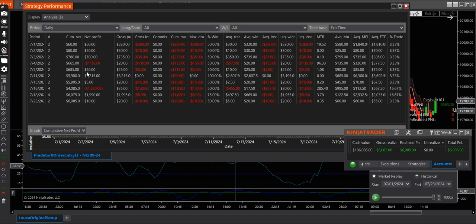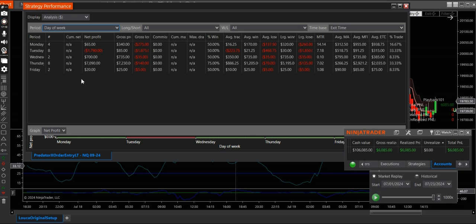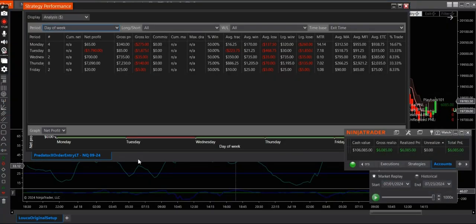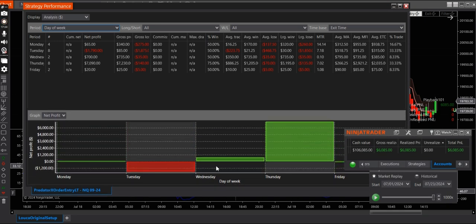Let's see what happened here. Further, I can also look at the hours of the day, or what hour I made the most profit. At 11 a.m. I made the least profit, negative 1,985. At 4 p.m., 5,000. I can look at the days of the week where I made the most profit. Let me see if I can drag this down and show you the chart, the graphic. This is just a graphical representation of the data, right? You can see here that on Tuesdays I lost the most.